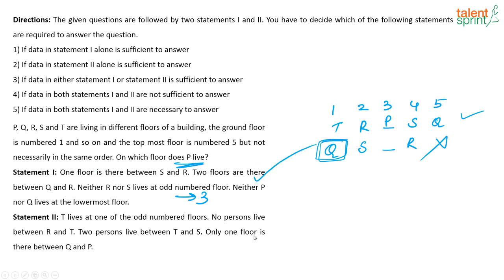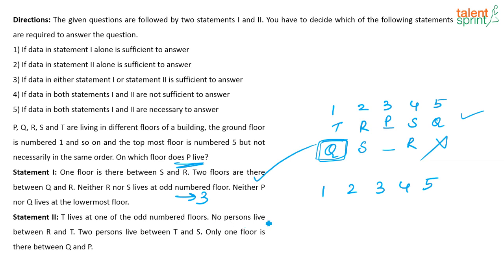Now let's look at statement 2 and see if you are able to get the answer using statement 2. Now what is given in statement 2? You have 1, 2, 3, 4, 5 floors. T lives on an odd numbered floor. T can be either 1, 3 or 5. I am not able to fix it for now.